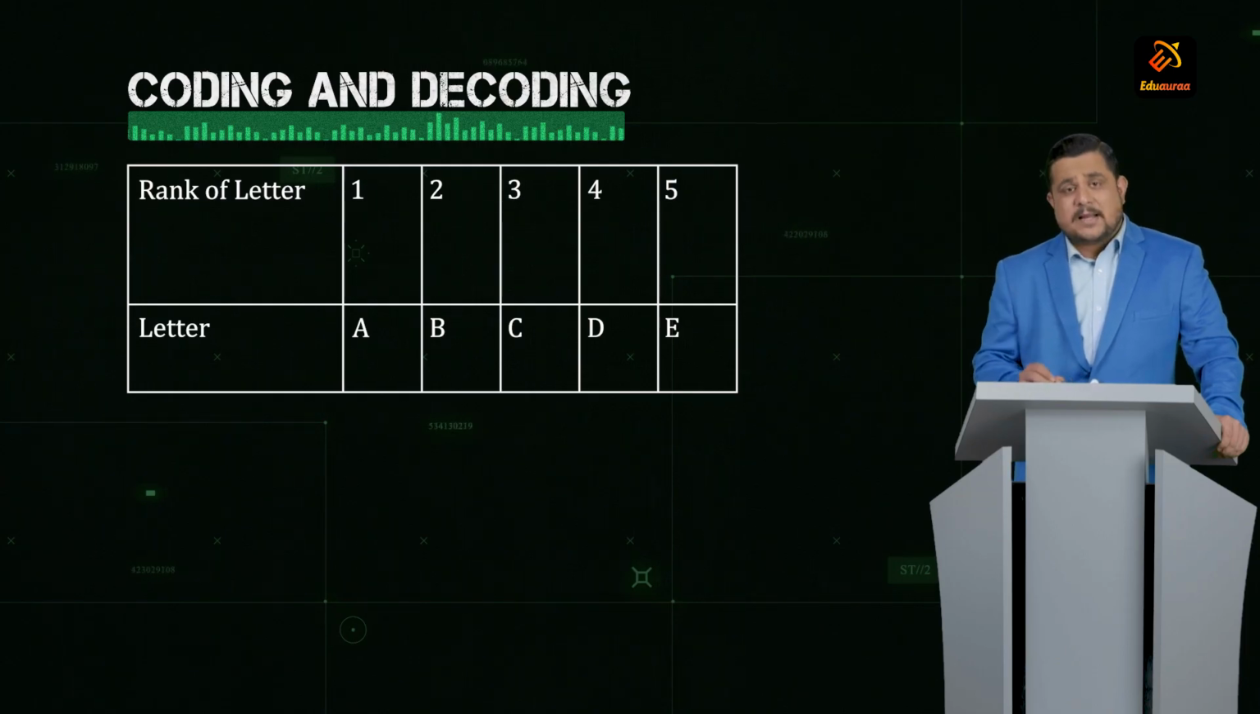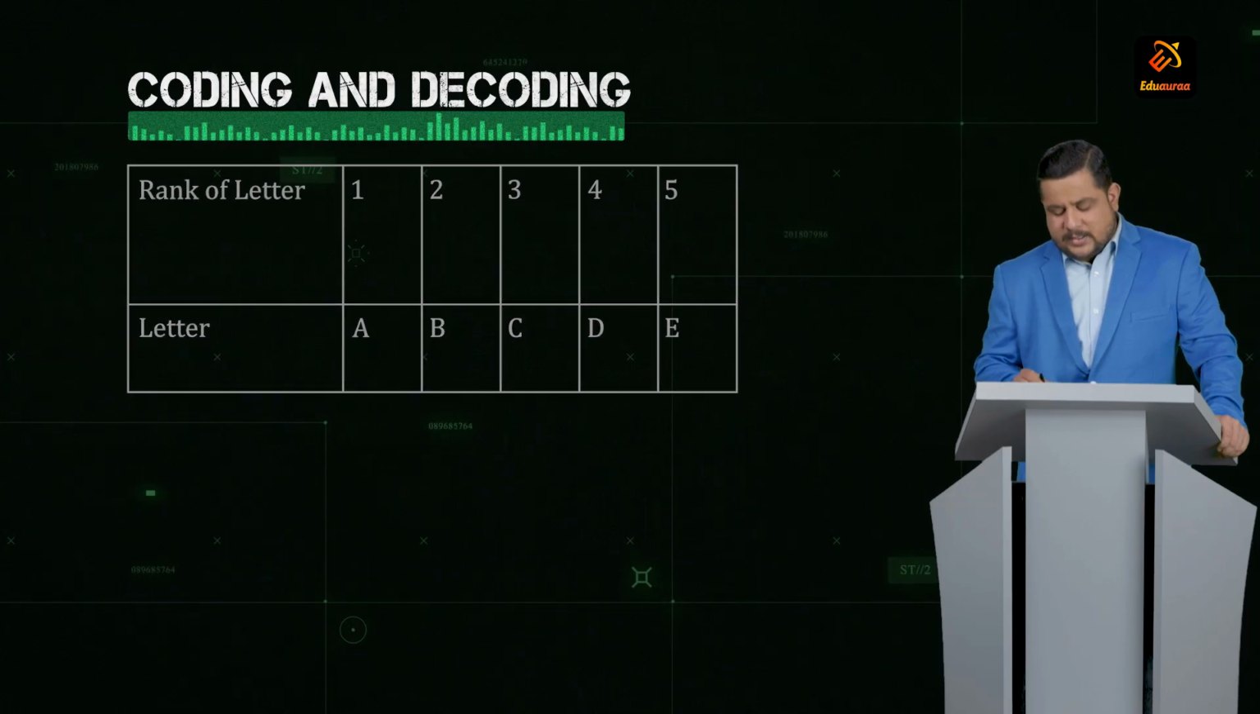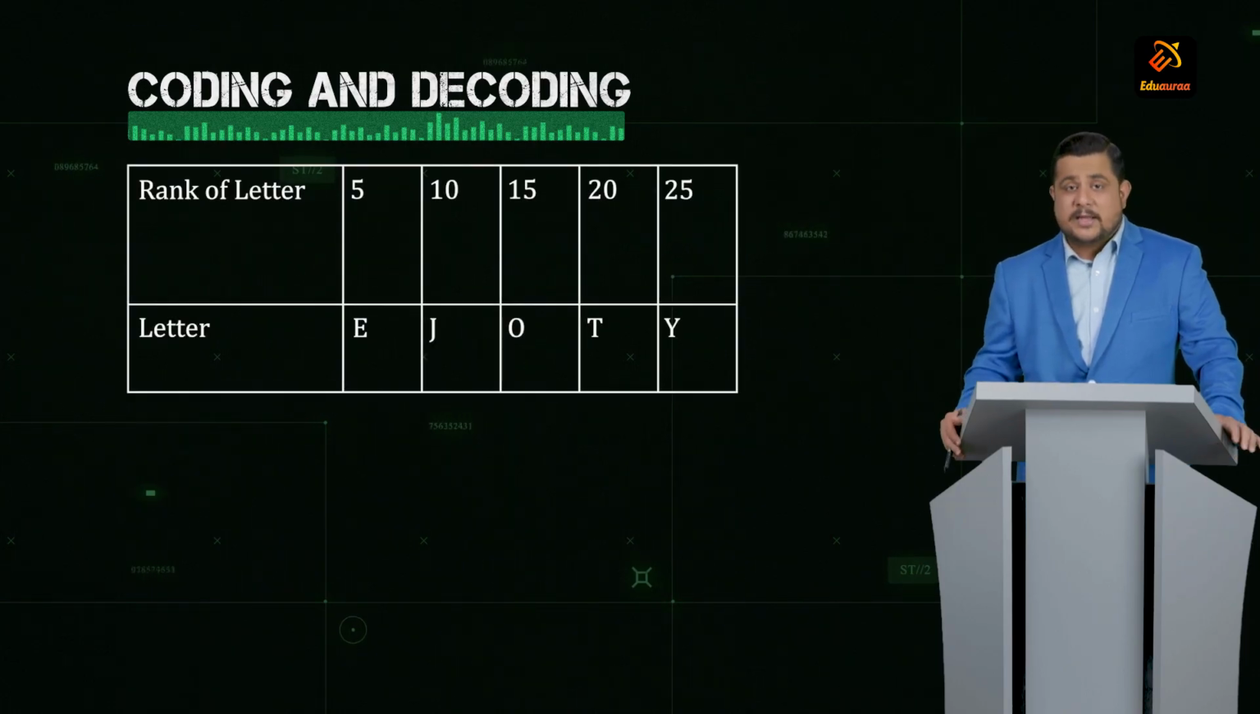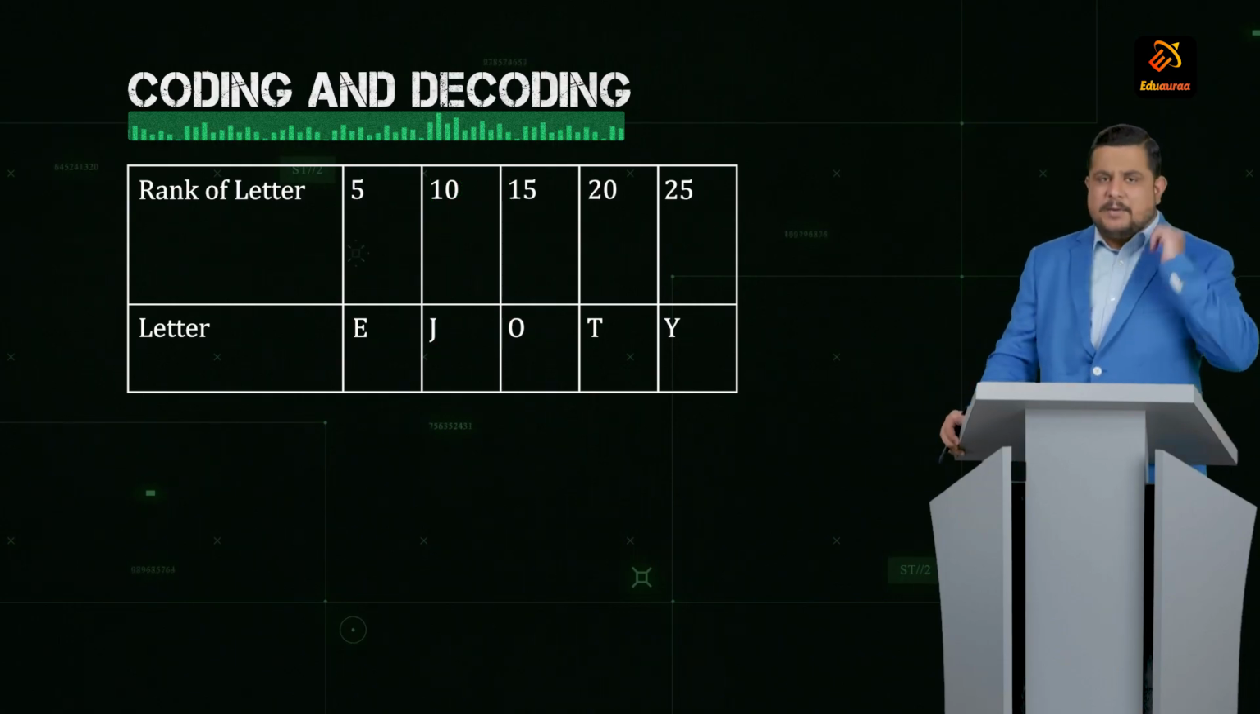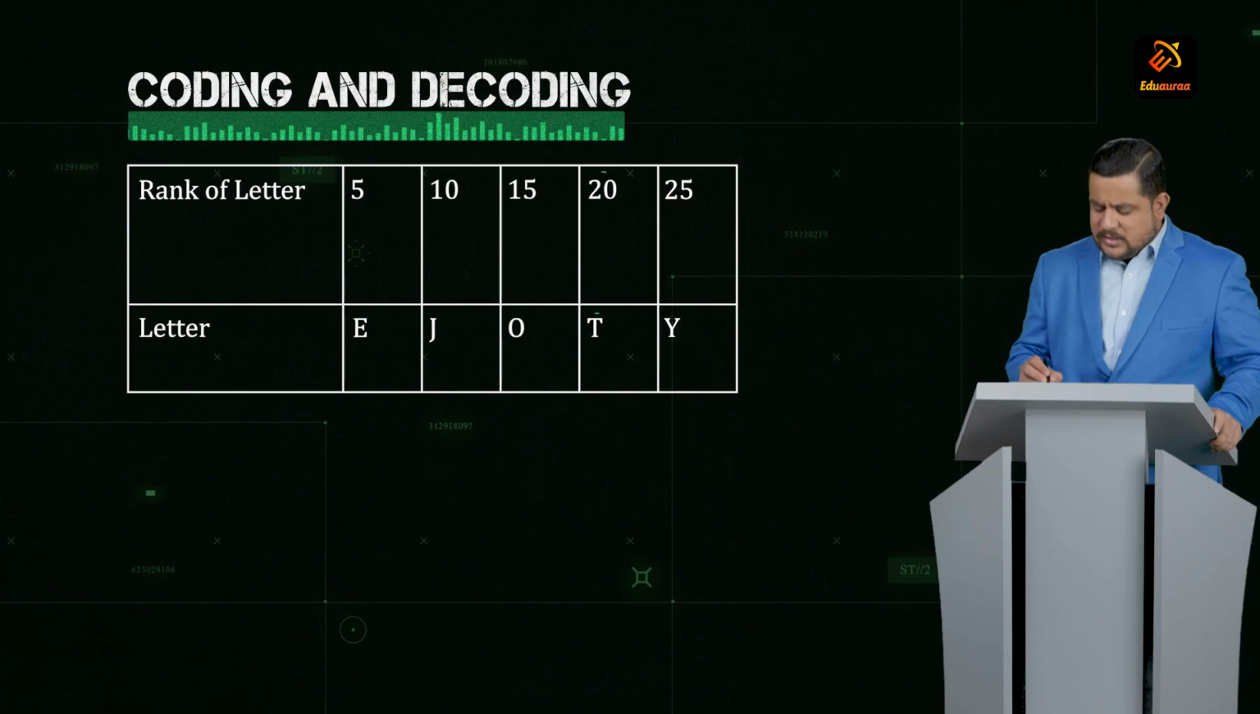Now, if we start from E, for E we will use a general technique, that is Ajoti. It starts from E. E comes at 5th place, while J comes at 10th place. O's rank is 15th in alphabetical order normally. Now, T's rank is 20th and Y's rank is 25.